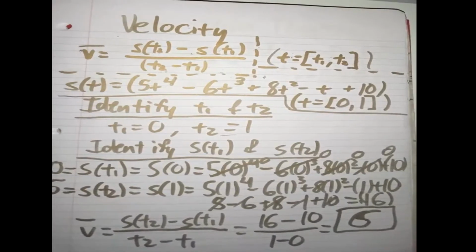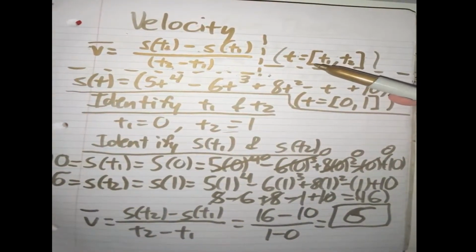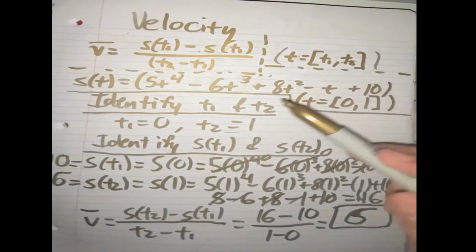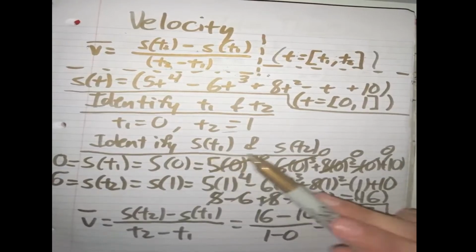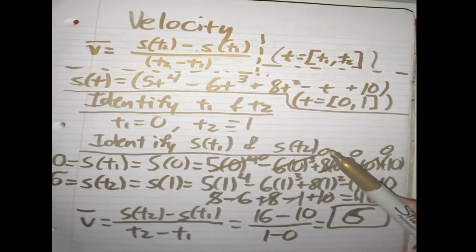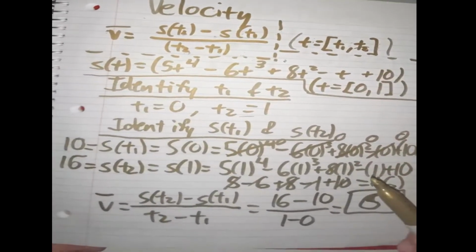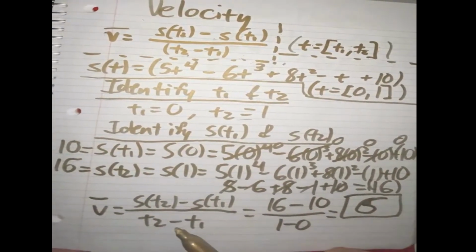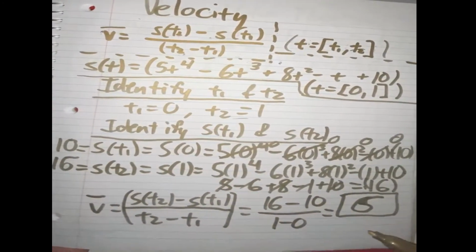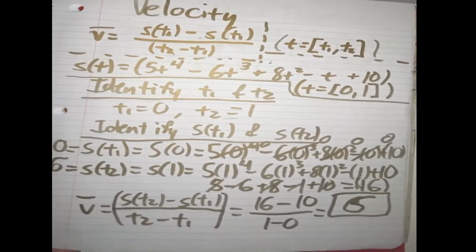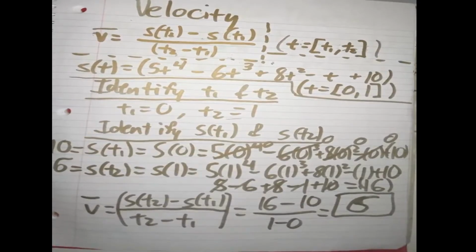So the idea is, step one, identify your variables of t and identify your function s of t. Step two is identify s of t1 and s of t2 by plugging in your t terms. Step three is plug it into the average velocity formula, which is this one right here. And then you just plug and chug and then you solve. And that's how you do it. Nothing more complicated than that.